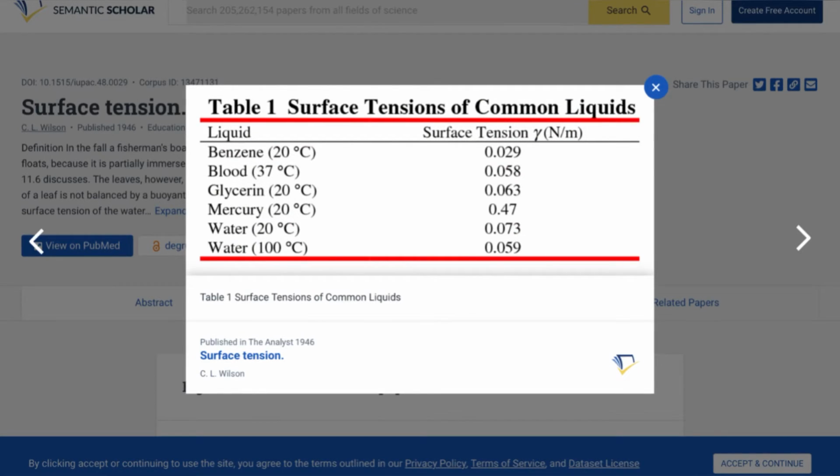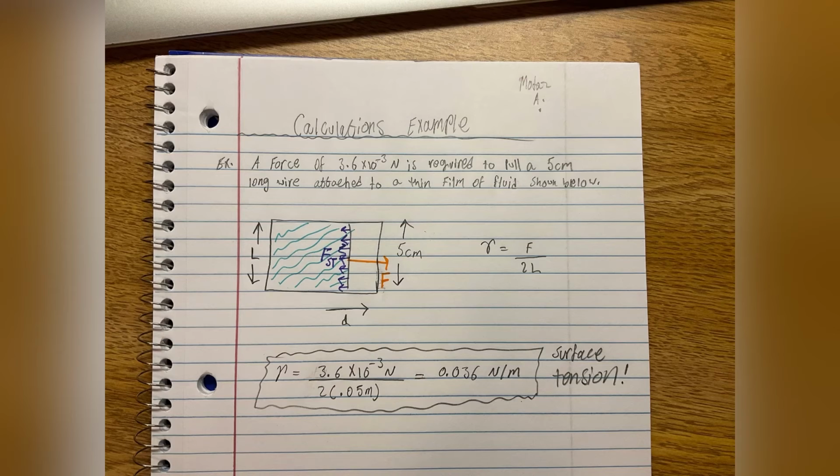Okay, so here I have a table that shows a bunch of different surface tension values for common liquids. And I want to make a note that water at 20 degrees Celsius and water at 100 degrees Celsius, we notice that it dropped. That's because when temperature rises, surface tension decreases. Here we have example problems for the calculation of surface tension. We see that the force is pulling a film of fluid one way, while surface tension is acting the other in order to minimize the surface area, just like we mentioned earlier.